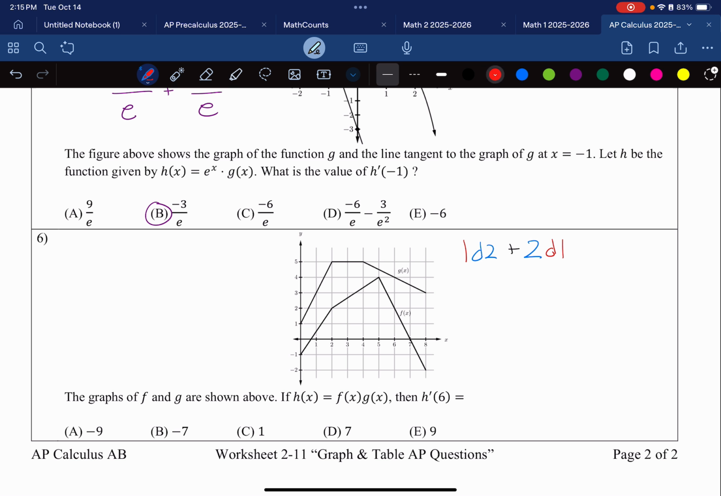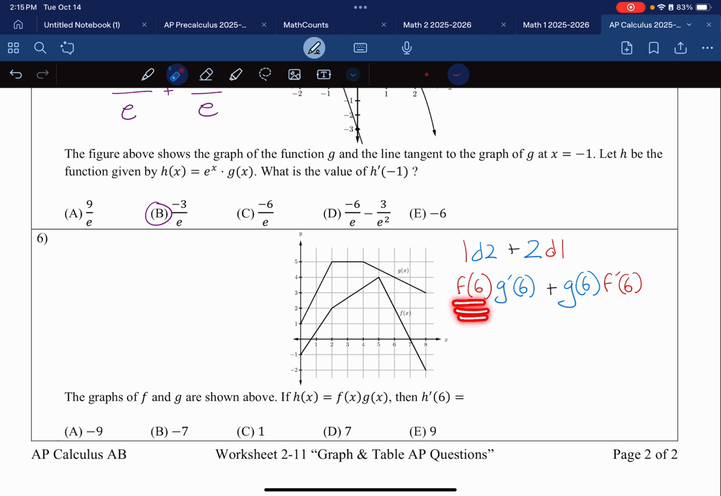And what is 1 in this case? 1 is f, so this is going to be f of, our number is 6, times d2, so that's going to be g prime of 6, plus 2. 2 is g, so g of 6. And then that's multiplied by d1, which is f prime of 6. Okay, we got to find all these values. F of 6 is the height at 6. At 6, I have a height on f of 2.